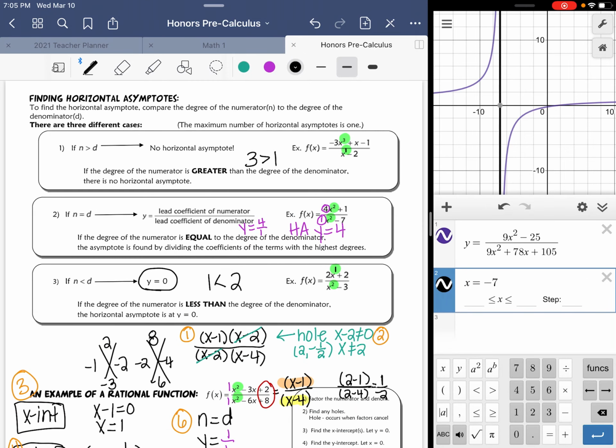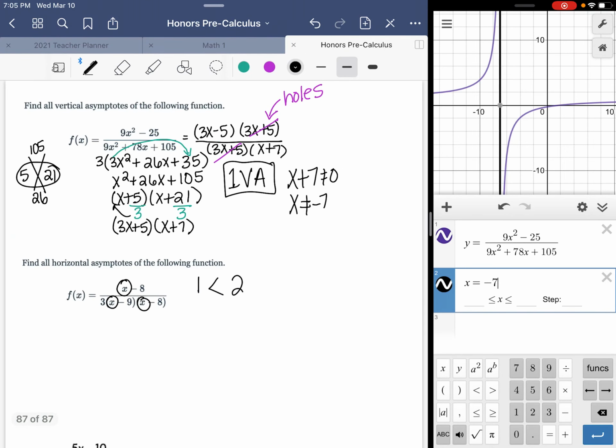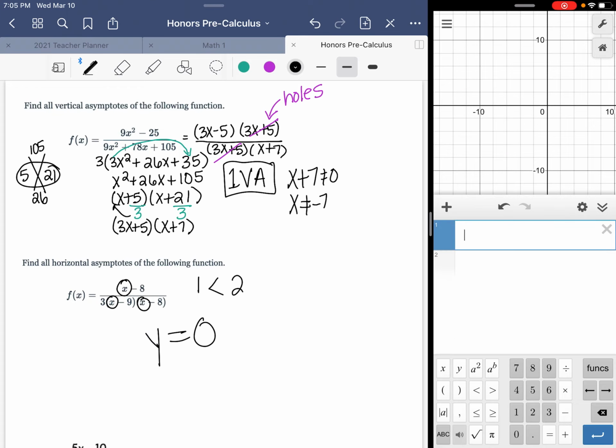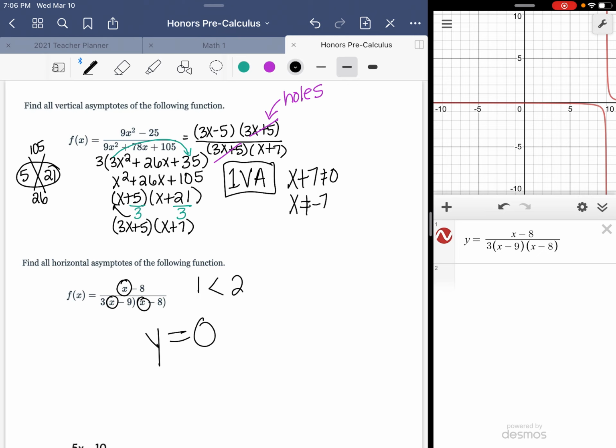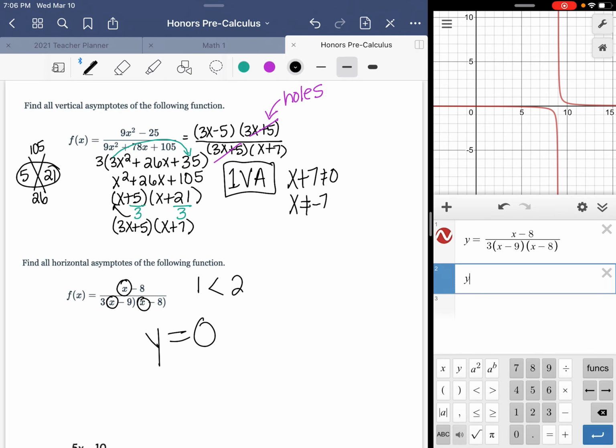Remember we discussed that if it was less than, that means it has a horizontal asymptote at y equals 0. So I'm going to finish this by graphing. When I look at my piece here, I have on the top x minus 8, and then I have 3 times x minus 9, and then x minus 8. And I can see that if I graph y equals 0, I have a horizontal asymptote that is correct for the comparison of those degrees.